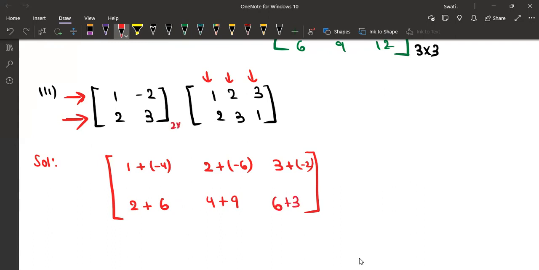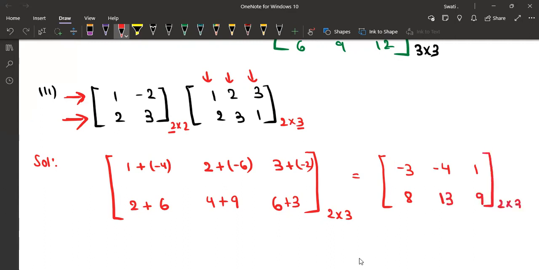You can see that this is 2 by 2 and this is 2 by 3, because 2 rows and 3 columns. So the resultant is going to be this by this. That means 2 by 3. And you can see that we have the resultant in 2 by 3 only, 2 rows and 3 columns. Let's simplify this, and that is our final answer. 1 plus minus is minus, so 1 minus 4 is -3. 2 plus minus, that means minus, so 2 minus 6 is -4. Then 3 plus minus is minus, 3 minus 2 is 1, and then 2 plus 6 is 8. 4 plus 9 is going to be 13, and 6 plus 3 is 9. And this is your answer. So we are done with the third matrix as well.